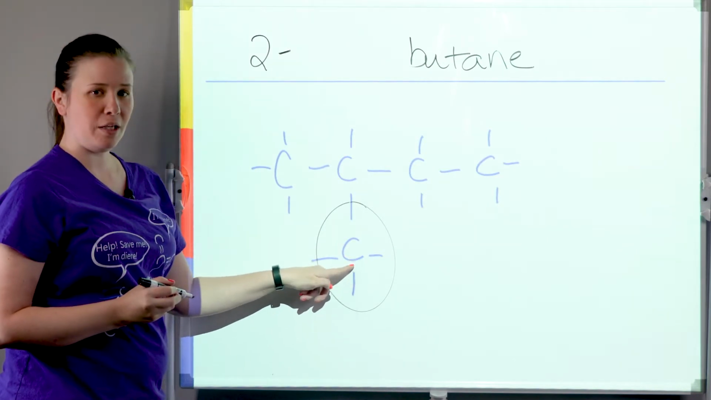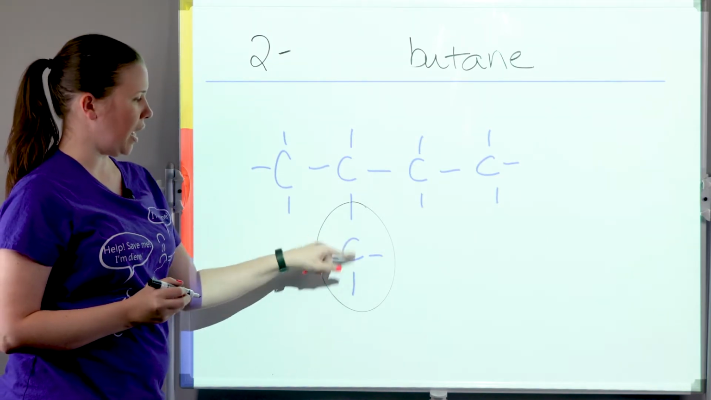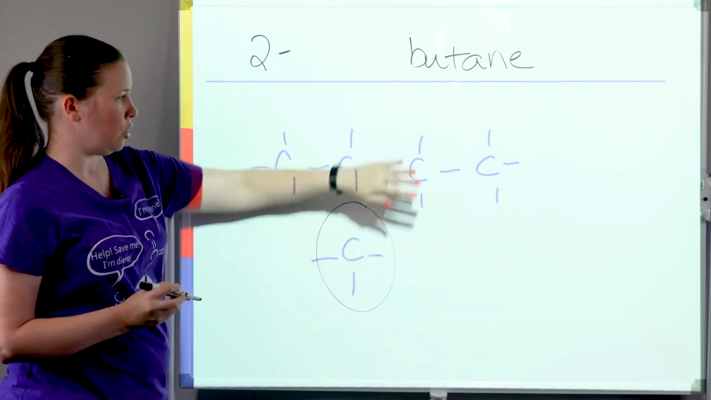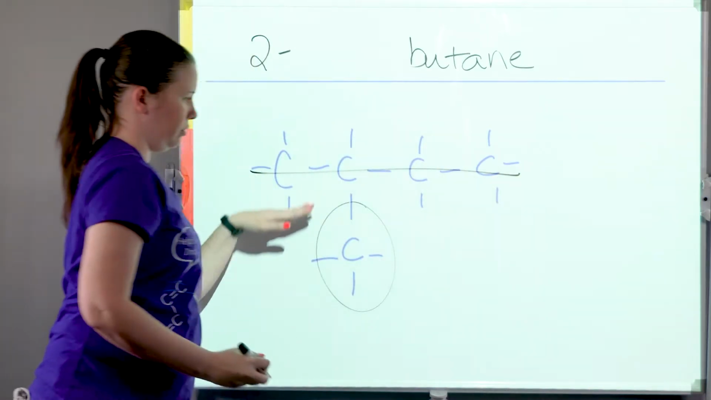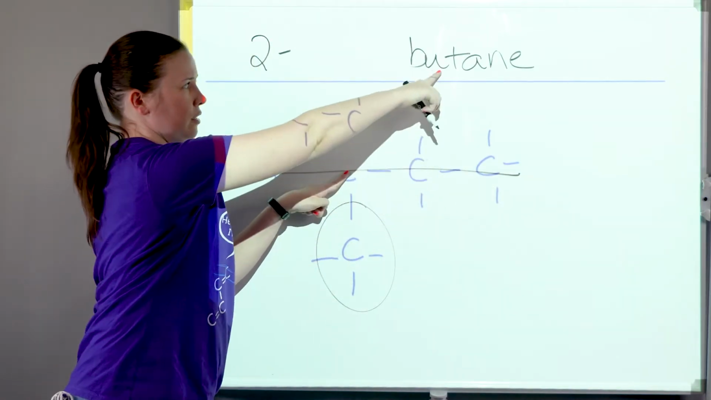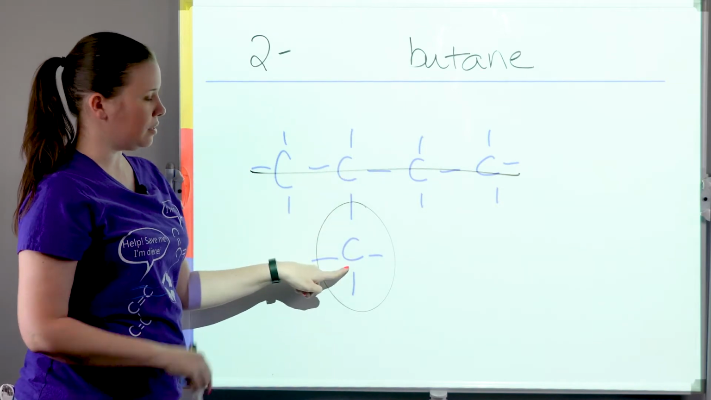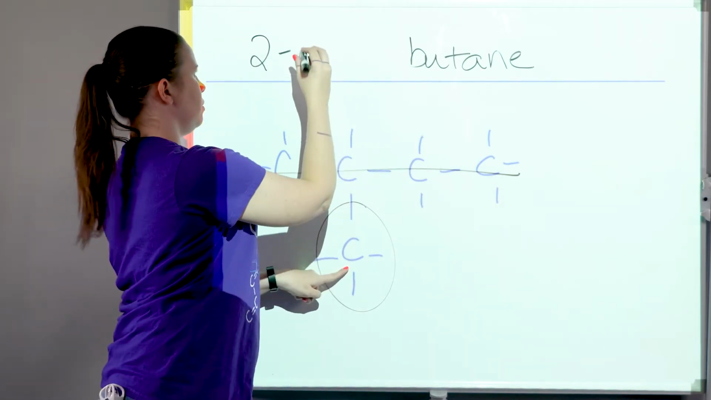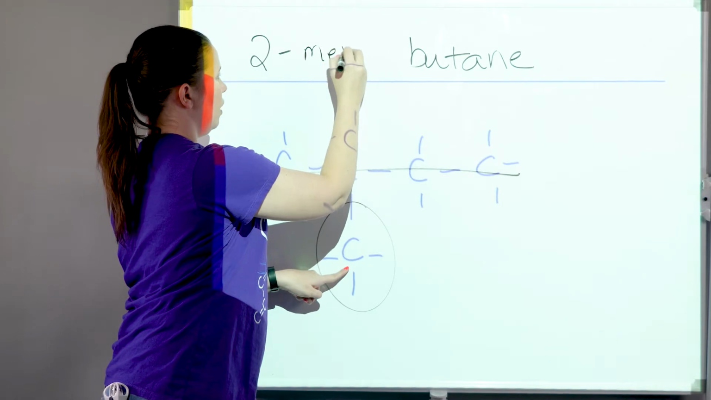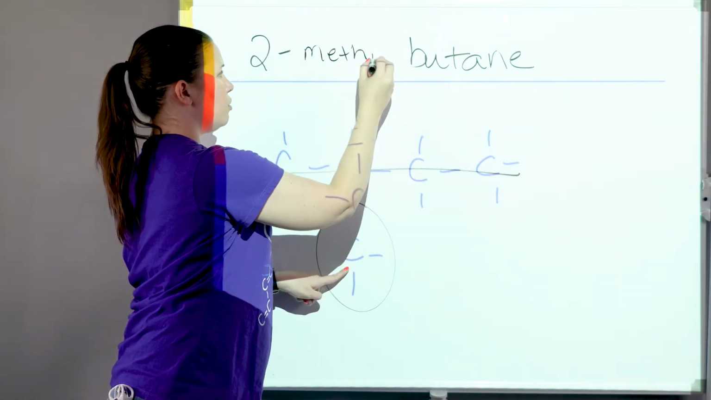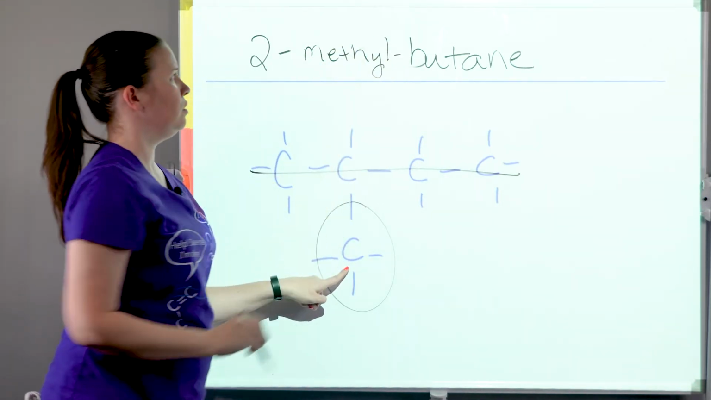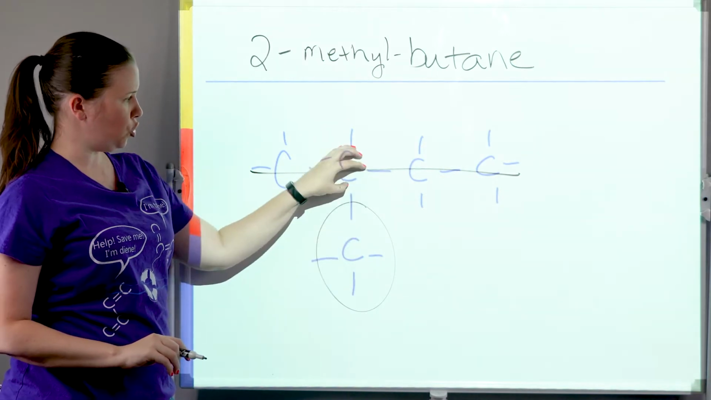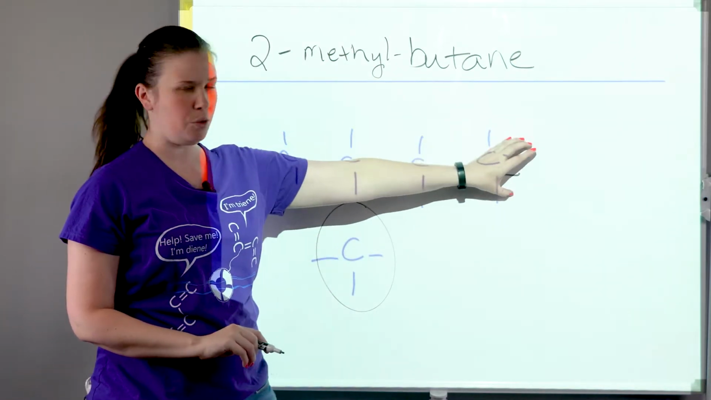And then now I want to name the branch, since it only has 1 carbon as the branch, not including the main chain carbon. This carbon is part of the butane. It's already numbered and labeled there. This is a separate carbon. So this is going to be meth. And then because it's a branch, I want to use YL. So this would be 2-methyl-butane.